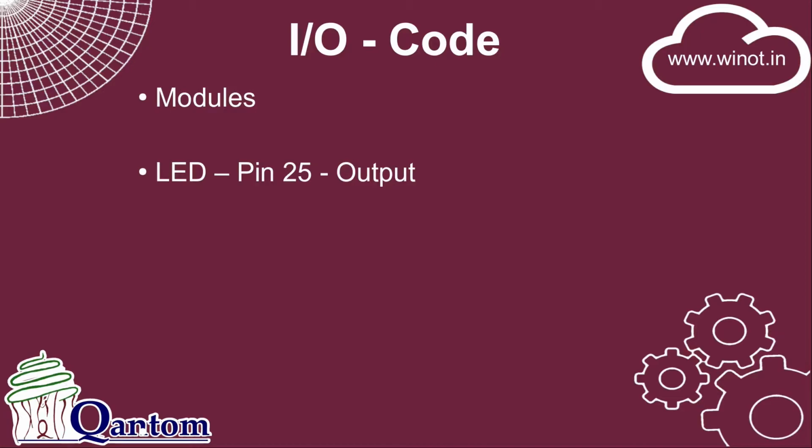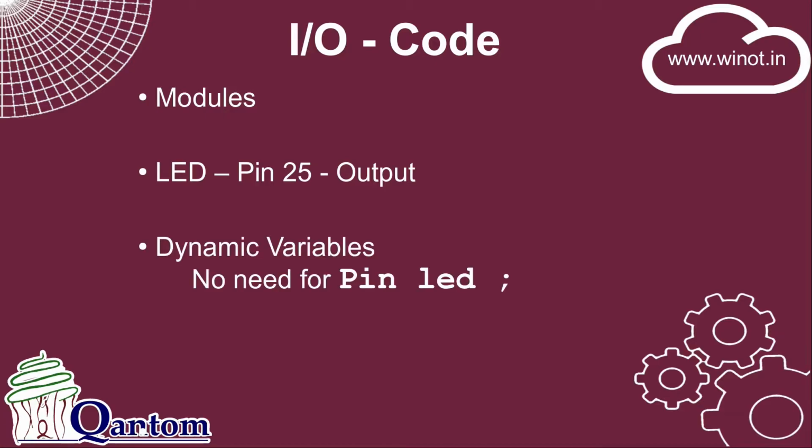Based on the configurations that we did in this line of code, we will be able to control the onboard LED from the Pico. At this point, I would like to highlight one concept that I mentioned in a previous Python tutorial. Variables in Python are dynamic. That is, you don't have to declare a variable beforehand. In a programming language like C++ or Java, I would have had to add another line before the statement, something like Pin LED. That is not necessary in Python.